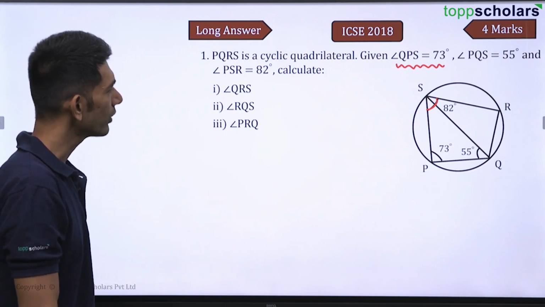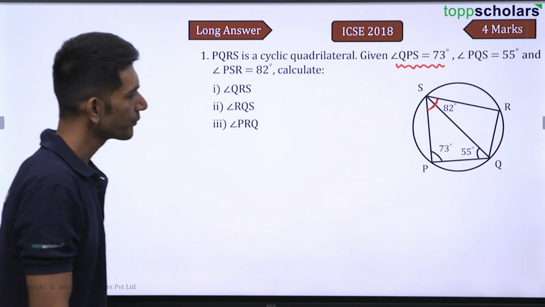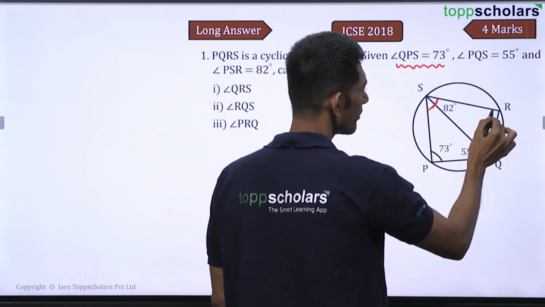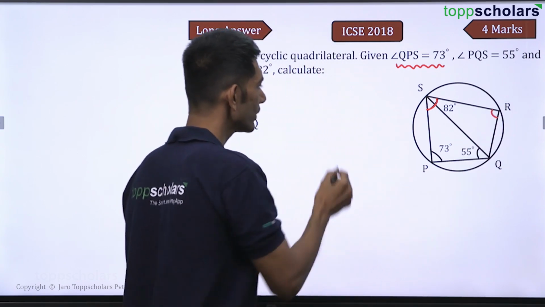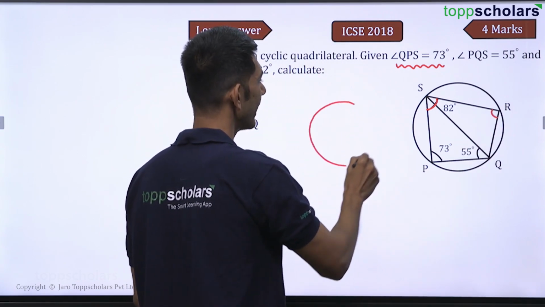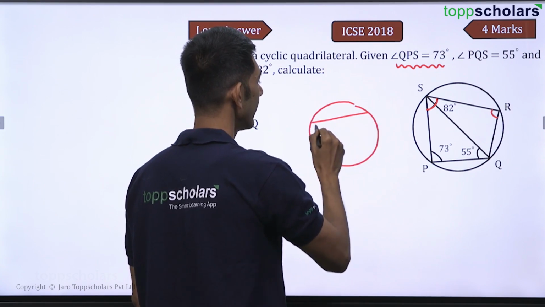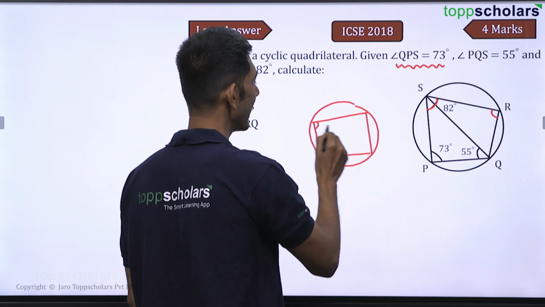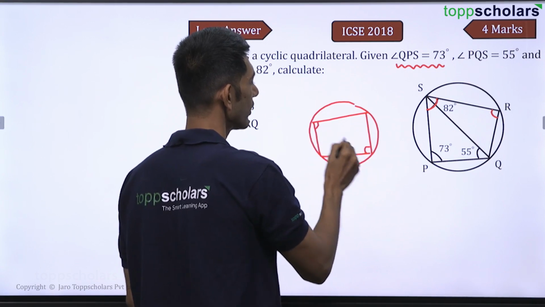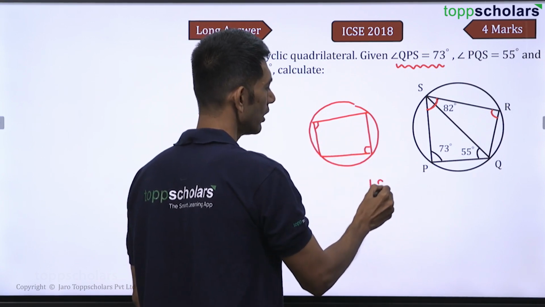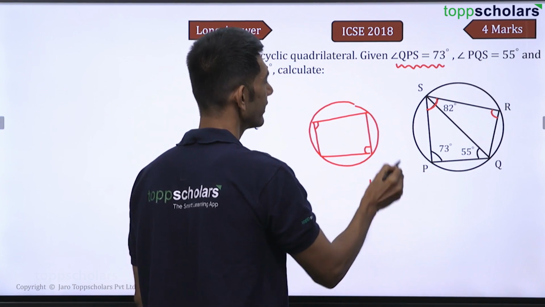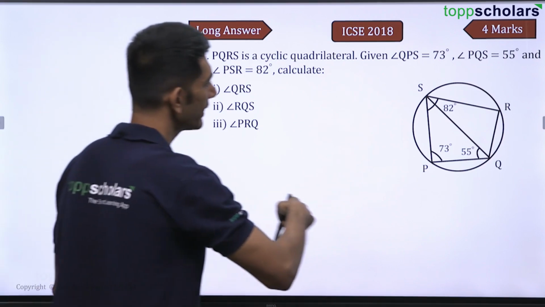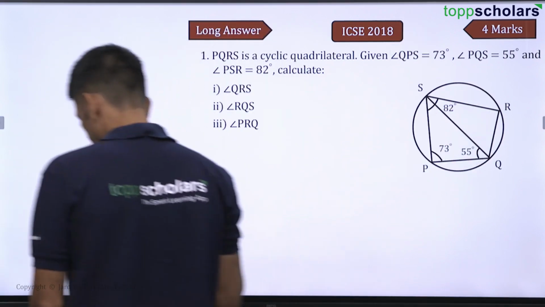So let us focus on angle QRS. QRS is here. Can I say this is very simple to find out angle QRS, because we know that whenever we have a cyclic quadrilateral, that is we have a circle and we have a quadrilateral inscribed in it, then the opposite angles are supplementary, right? What is the meaning of supplementary? Their total or sum is 180 degrees, correct? So if I focus on the first part, that is angle QRS, let's move on to the solution.